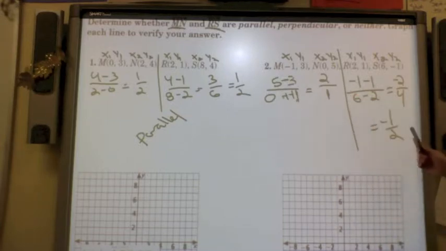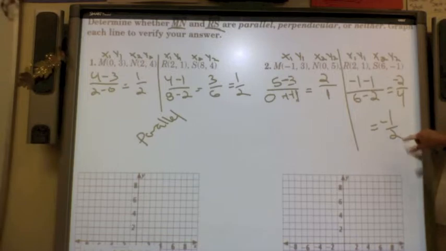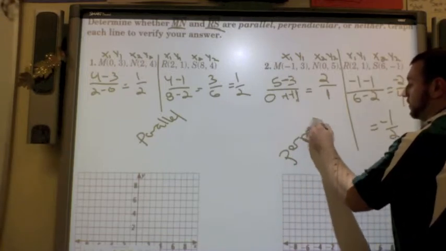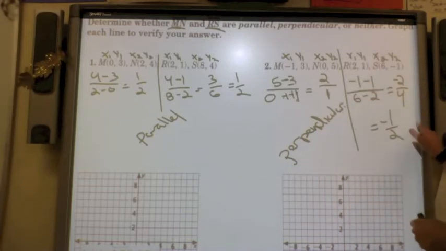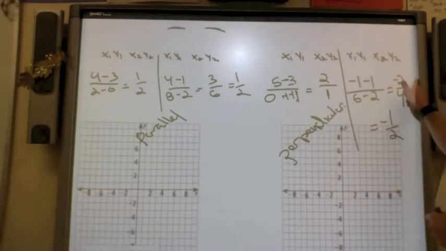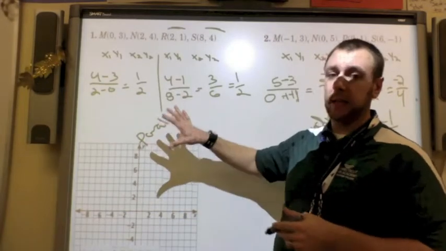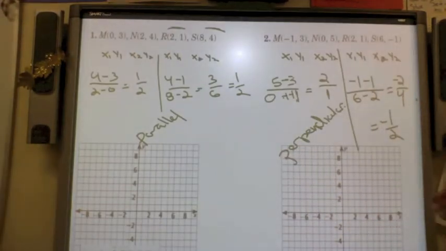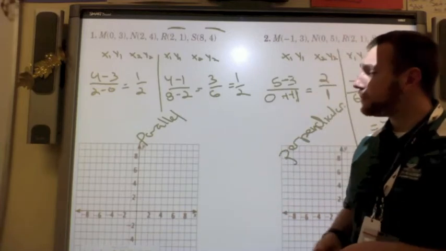Again, look at the two slopes. This one's positive, this one's negative, and if I flip it, I come up with 1/2. So these are perpendicular. And I can verify that by graphing these, just plotting these points and then drawing the lines. I'm not going to spend time in this video doing that because you can do that on your paper.